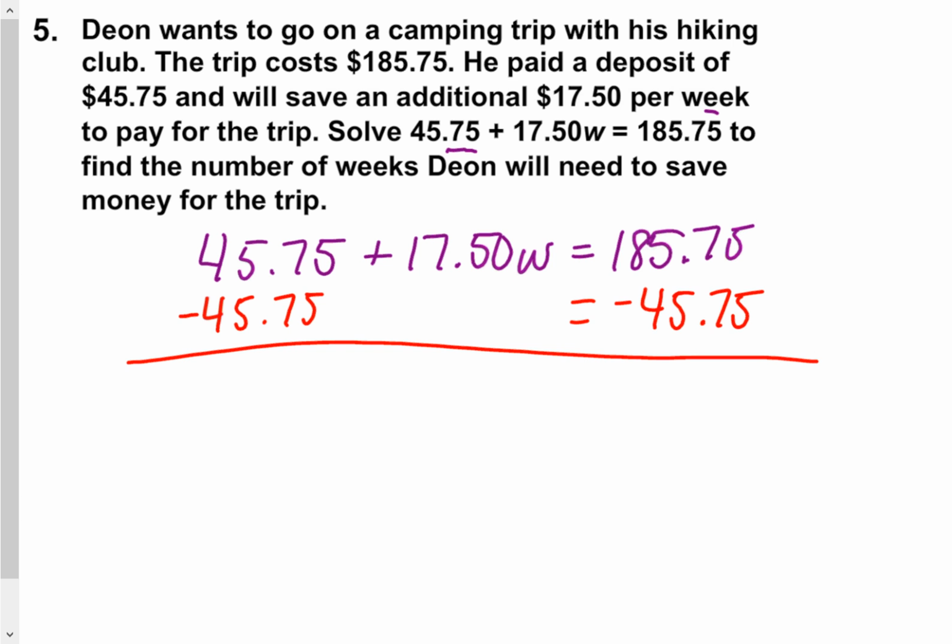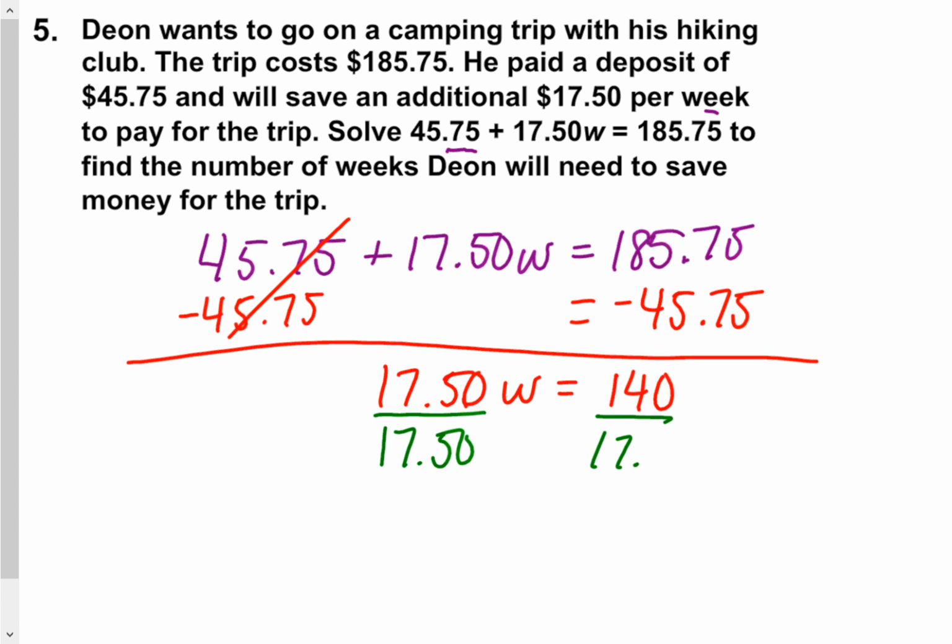Okay, so now what I'm left with on the left side is $17.50 times the number of weeks, and that equals $140. Now let's undo our multiplication of 17.50. So 17.50 is being divided on both sides, so this cancels out to 1. So w is going to equal 8 weeks. So he has to save for 8 weeks.